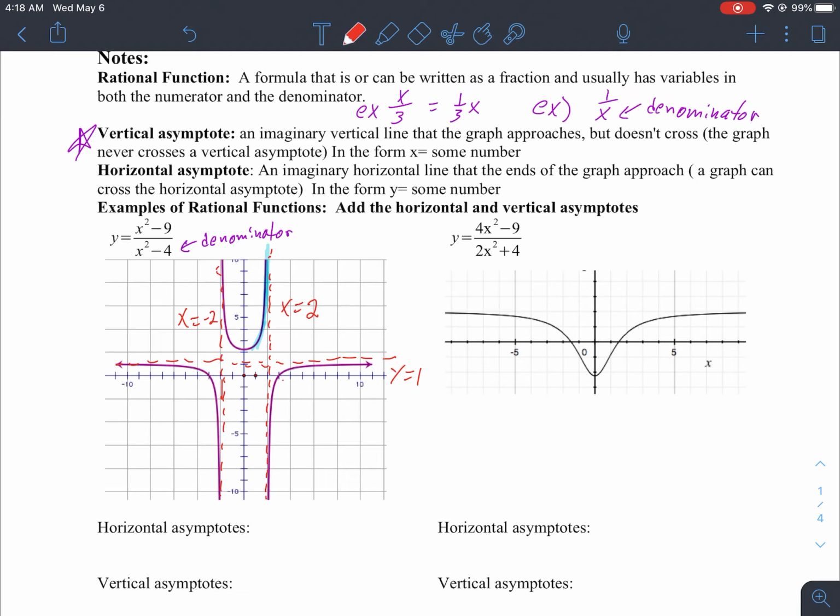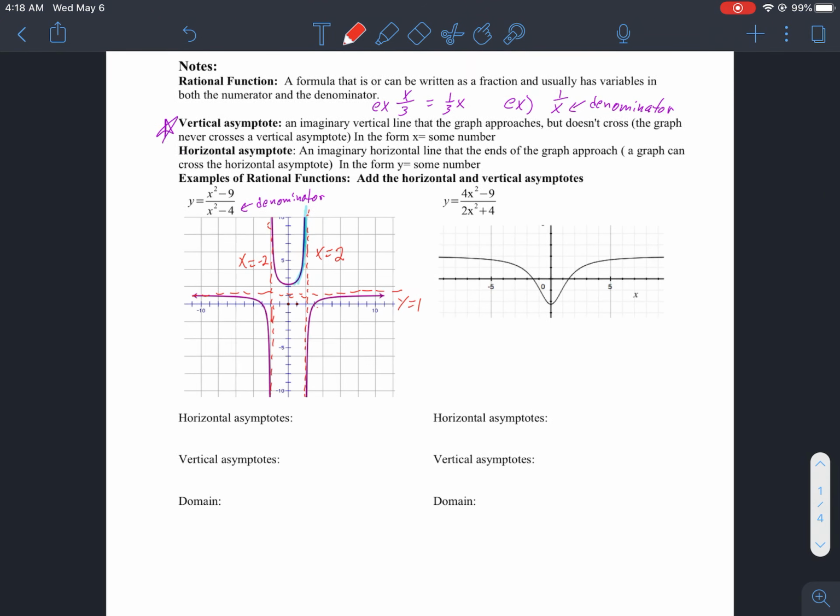Now when we graph rational functions, I'd like you to put in the asymptotes so it's clear what the ends of the graph come close to but don't cross. So there's 2 horizontal asymptotes at x equals -2 and x equals 2. There's a vertical asymptote at y equals 1.